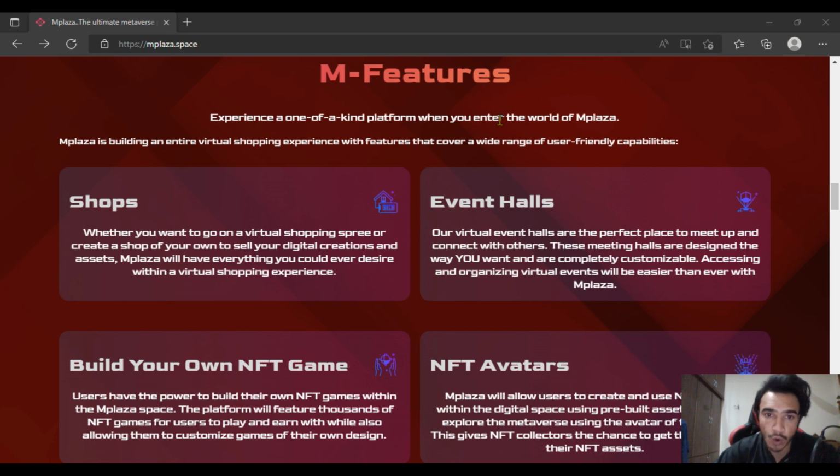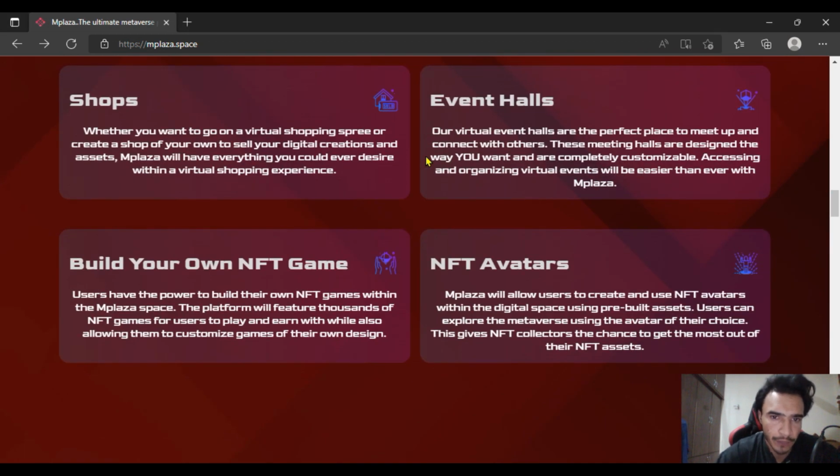But I must tell you about the metaverse project, which is increasing day by day nowadays. The shopping experience with Mplaza is really nice and amazing. User-friendly capabilities are also here, with many more core components. First of all, I must tell you about the shops. There are shops for virtual shopping.